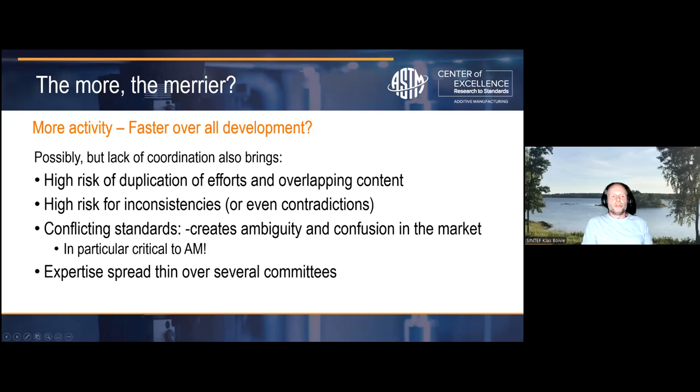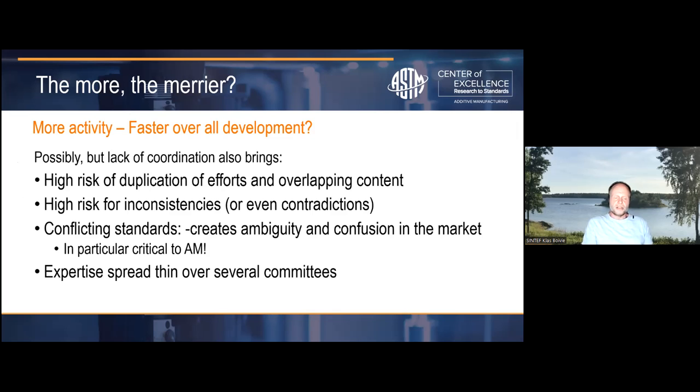One would presume perhaps that the more people are working on AM standards would make things faster overall. But the problem is if you can't coordinate it, you have a high risk of duplication of efforts and overlapping content. There's a high risk of inconsistencies, sometimes contradictions, and conflicting standards. Then there is ambiguity and confusion in the market. And with the diversity and complexity of AM, this is actually even more critical.